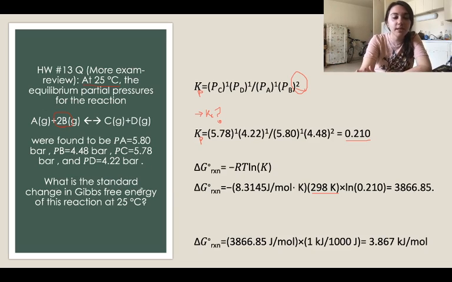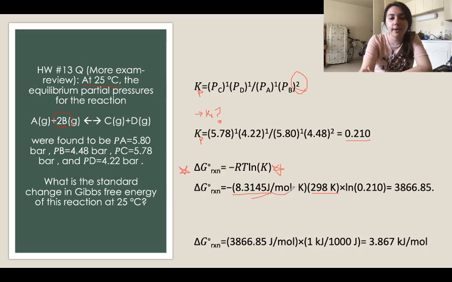And then it's going to ask me what the standard change of Gibbs free energy is, and I'm like, okay, Gibbs free energy, standard, this equation is definitely the equation I'm going to use. This is a very important equation. I would say know this equation by heart, but it will be given to you, but do know it. And also you have your notes, so it's basically given to you anyway. This is my R value.